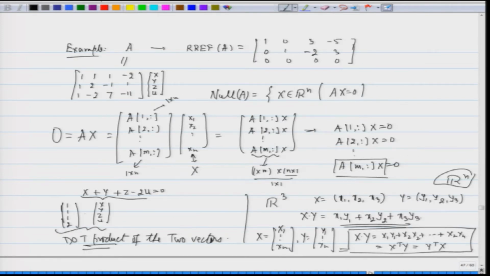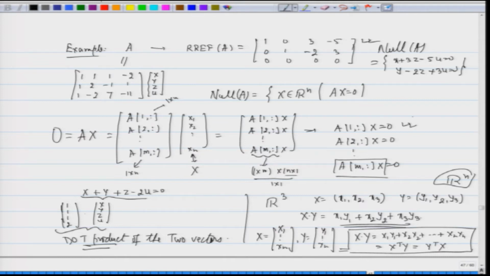So, let us go back and see whether this is true. Let us look at here, fine. The null space of A, in this example, was all x, y, z, u such that x plus 3z minus 5u is 0, and y minus 2z plus 3u is 0. Just a minute. So, where is the column space? Oh, the column space is this, sorry, fine. So, check that they are 0 here as such.